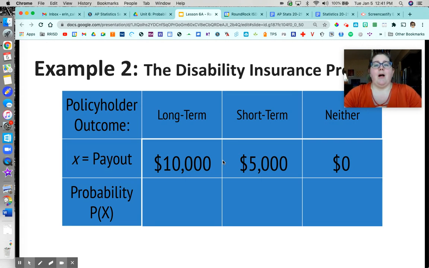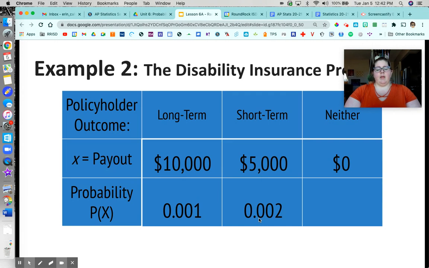Now the probability of each thing happening. In this policy, the insurance company estimates that really only 0.001 or 0.1% of people with this policy are going to end up needing that long-term disability payout. And then the probability of short term, they estimate as 0.002, which means that the probability that neither of those things happens is 0.997. So this would be what we're given.